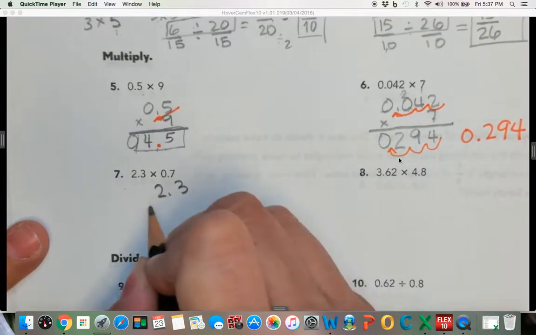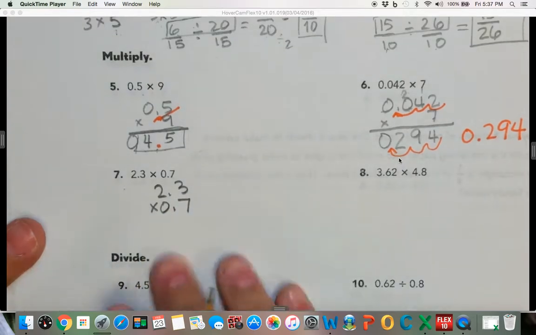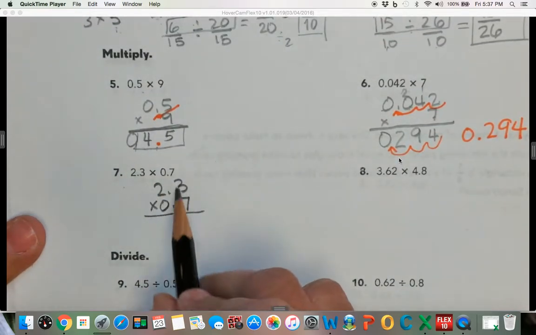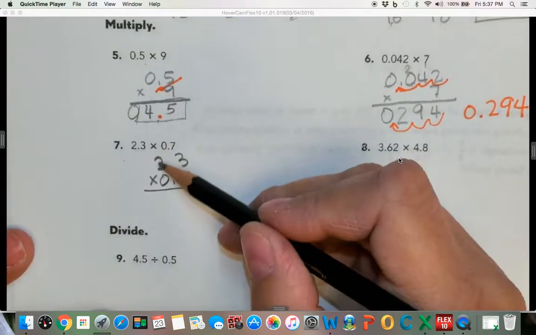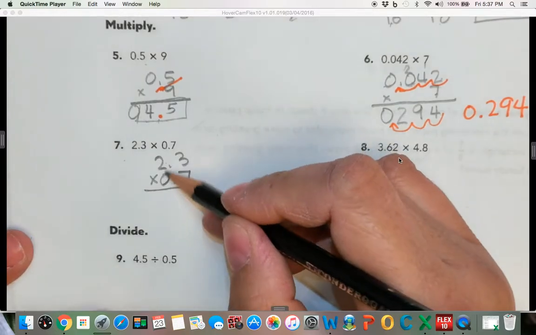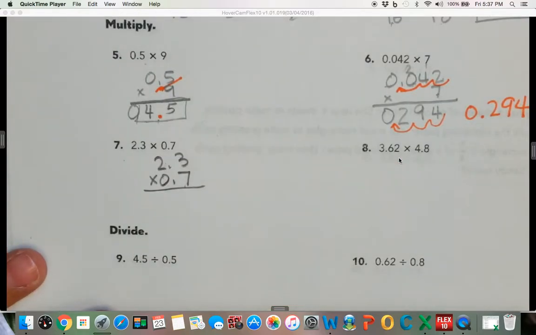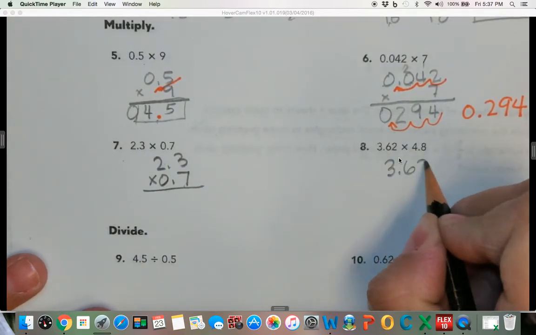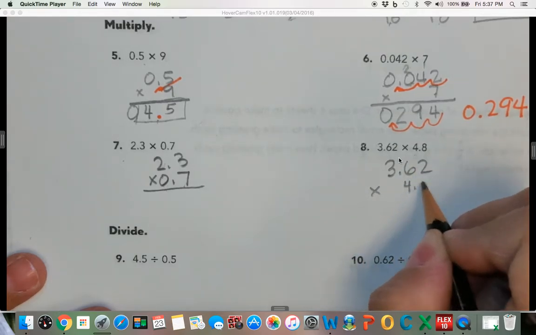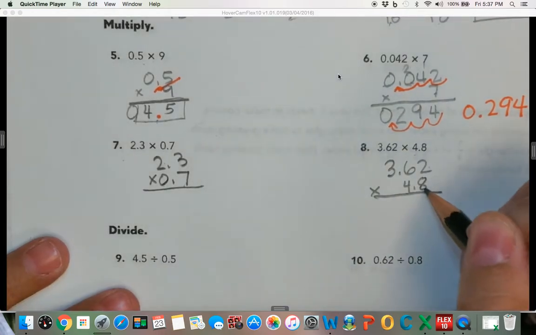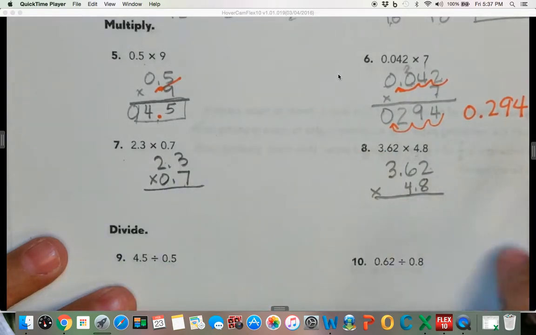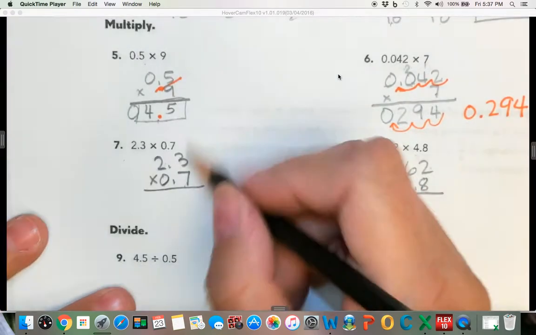Okay, 2.3 times 0.7. With two numbers like this, I don't have to line up my decimals. I just have to line up my digits. So I'm not going to even worry about the decimals until the end. Just as long as my numbers are there. For over here, 3.62, I'm just going to line up my numbers and worry about the decimals later. So there's an 8 under the 2 and a 4 under the 6. Count the decimals later.